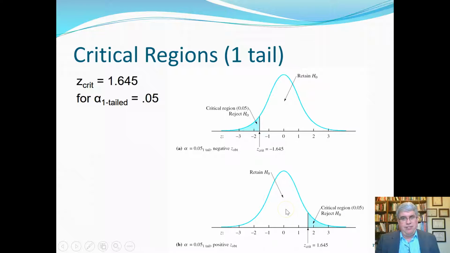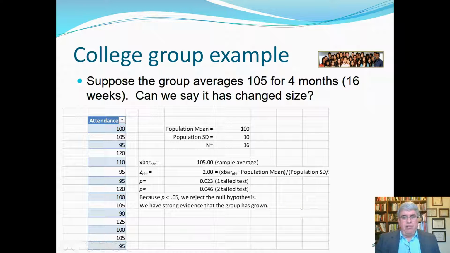the null hypothesis. Let's go back to our college group example, and suppose that the group averages 105 for 4 months, for 16 weeks. Now, can we say that's a significant change? We're going to look at the same group, same example, same first 4 weeks, but now we have more data. The average is staying at 105, but by the fact of having more data, will this enable us to reject the null hypothesis? We'll look at the calculations in detail in Excel.